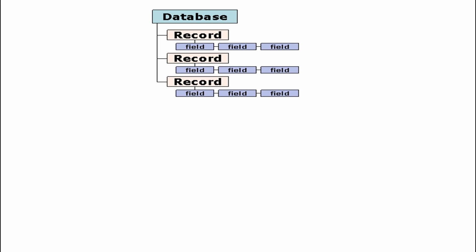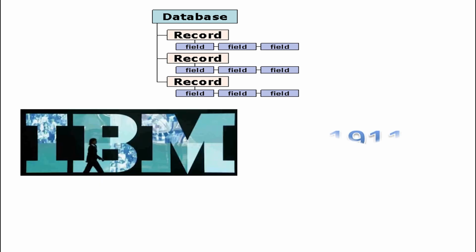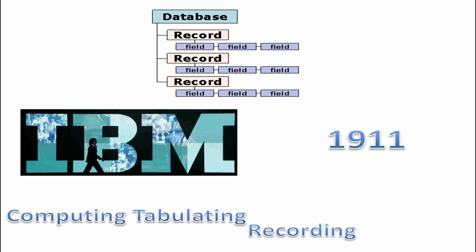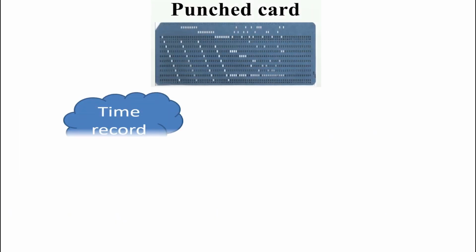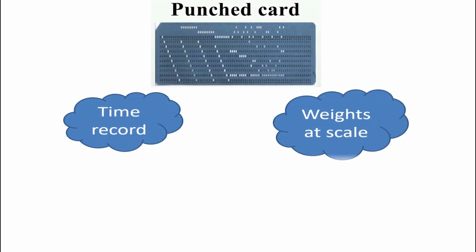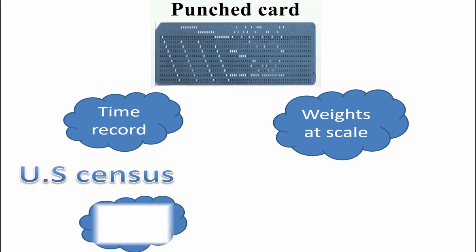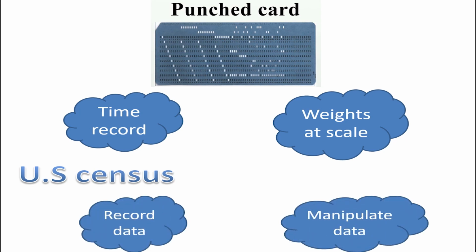The world famous company IBM had its start in 1911, and it was then called the Computing Tabulating Recording Company. Before IBM, there were CTR punch cards, which were used to keep time records and to record weight at scales. The US Census used such records and cards to record and to manipulate its data as well.